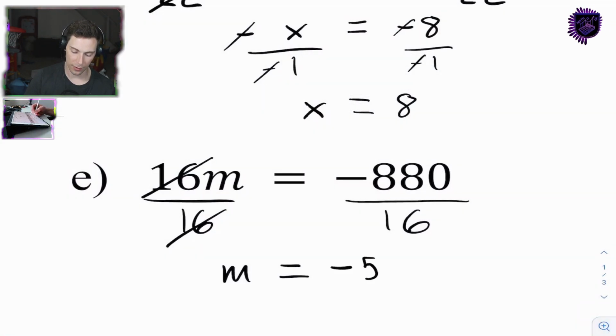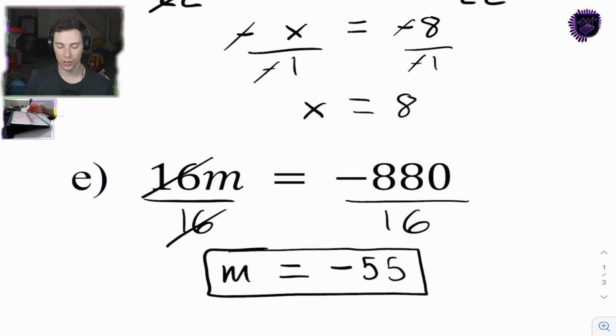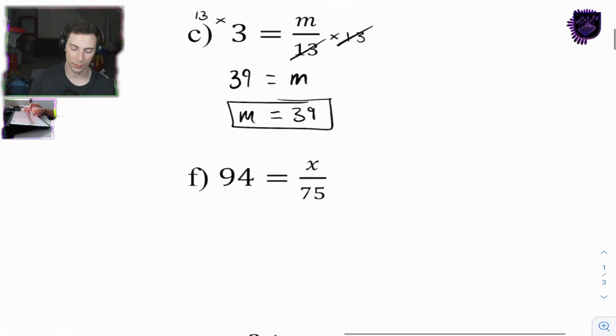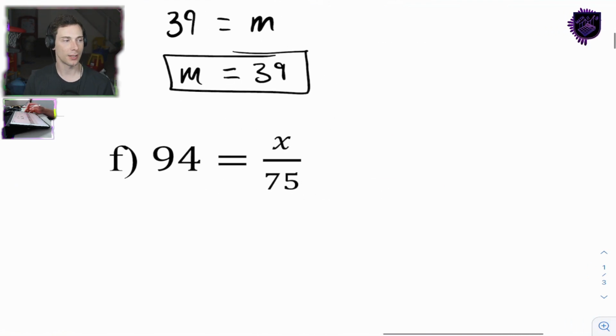Negative 55. I'm never against using a calculator. I do it if I can't find a good mental strategy. I don't waste too much time. I'm usually pretty good, but I'm not perfect.